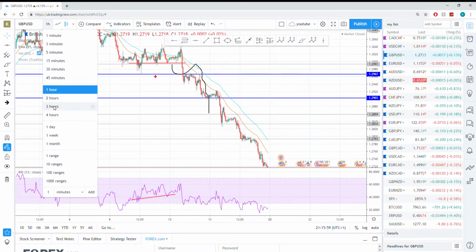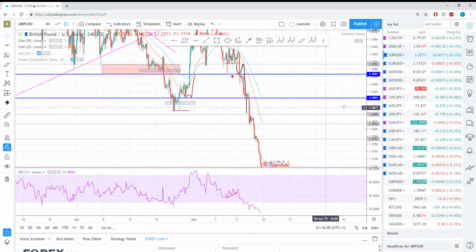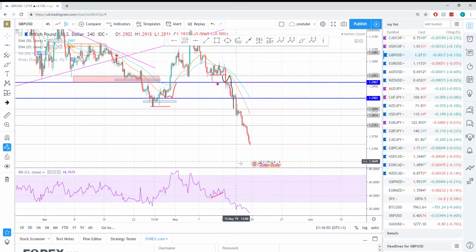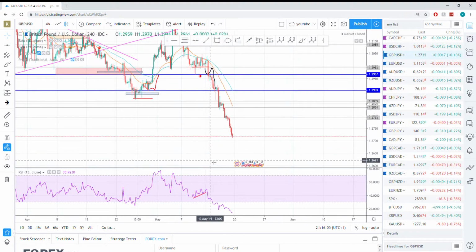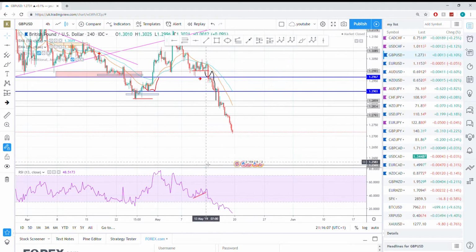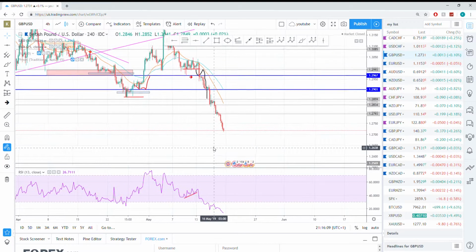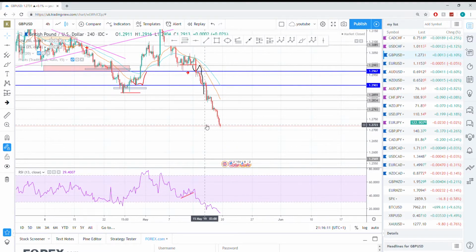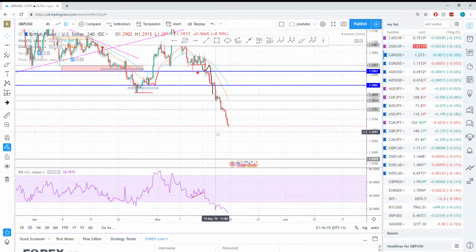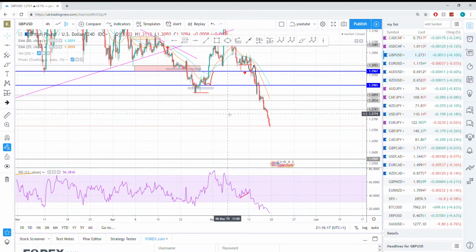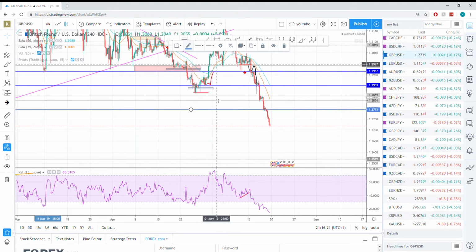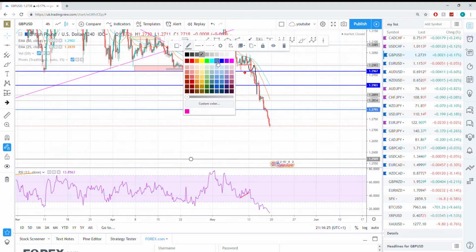So in terms of this week, we can see that in the 4-hourly we are overextended. So we are waiting for some sort of reversal right now. So we need to find our key levels again from this level here. So I'll mark it in blue, and our next key level here, which is in blue as well.